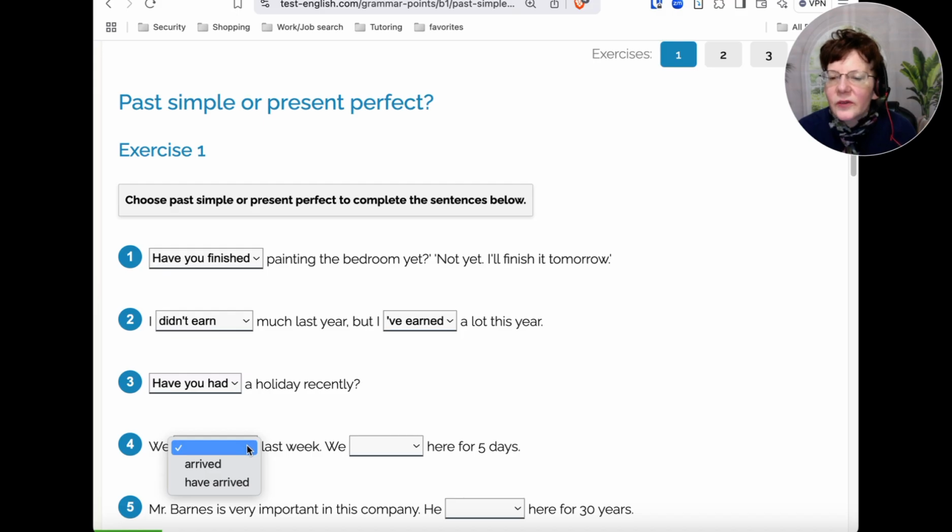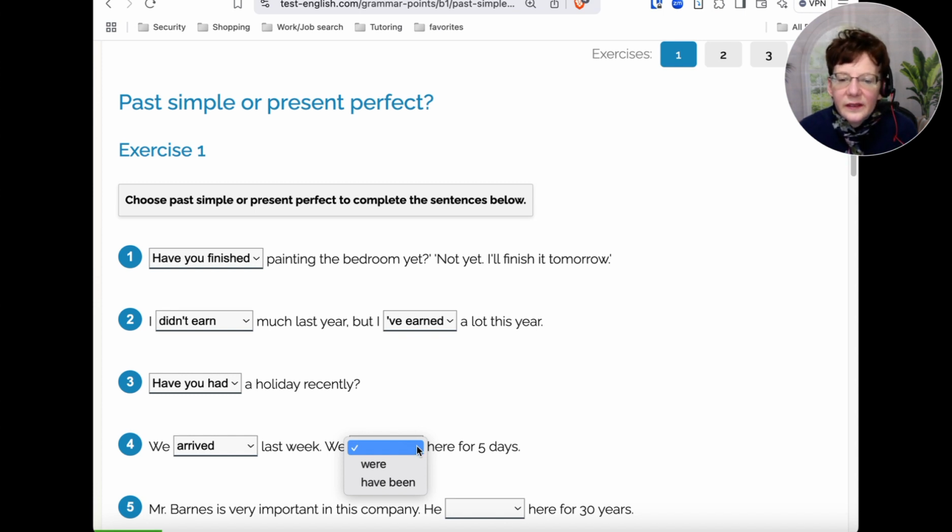So we arrived or have arrived last week. Because we've got the time expression "last week," which one would you use? All right, if you chose the top one, arrive, that would be correct. Past simple. Okay, and then we were or have been here for 5 days. We're talking about a time duration from when it started up until now, so for 5 days so far. So if you chose the bottom one, have been, that would be correct.